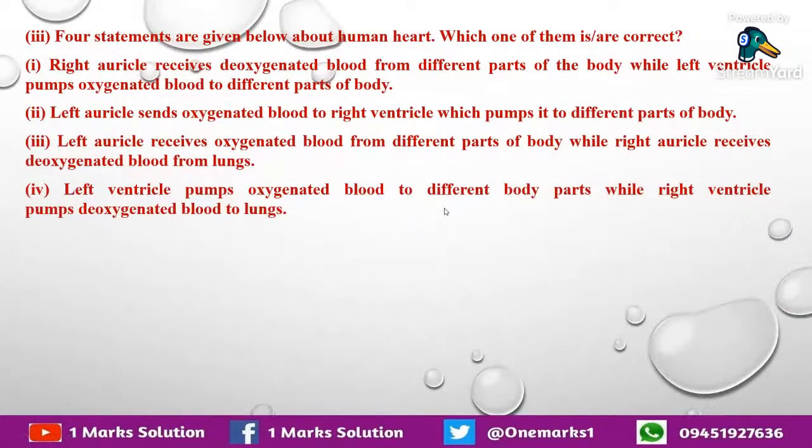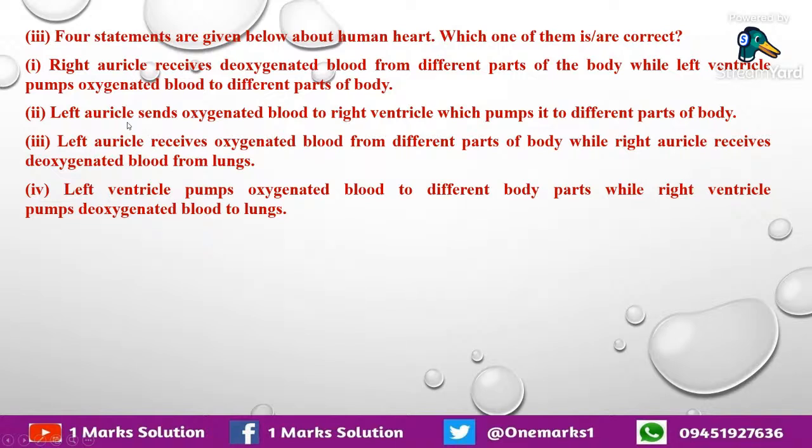Four statements are given below about the human heart. Which one of them are correct? See, you can also be asked the incorrect statement, so please read the question carefully. Right auricle receives deoxygenated blood from different parts of the body, while the left ventricle pumps oxygenated blood to different parts of the body. This statement is correct.